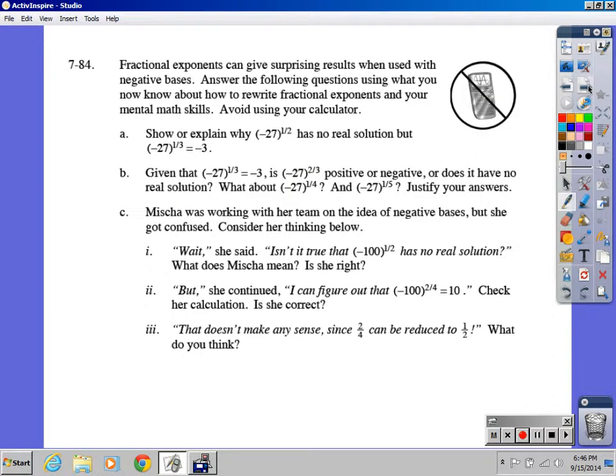Same idea here with fractional exponents. The whole premise of this is that you can do more of these in your head. If you're concerned about your mental math skills, that's not one of my concerns. We do talk a little bit here about no real solution. That's a topic that will come up later in the course. We won't get too deep into it right now because you're still under the presumption that you cannot take the square root of a negative number, which is completely false. It just does not yield a real solution.